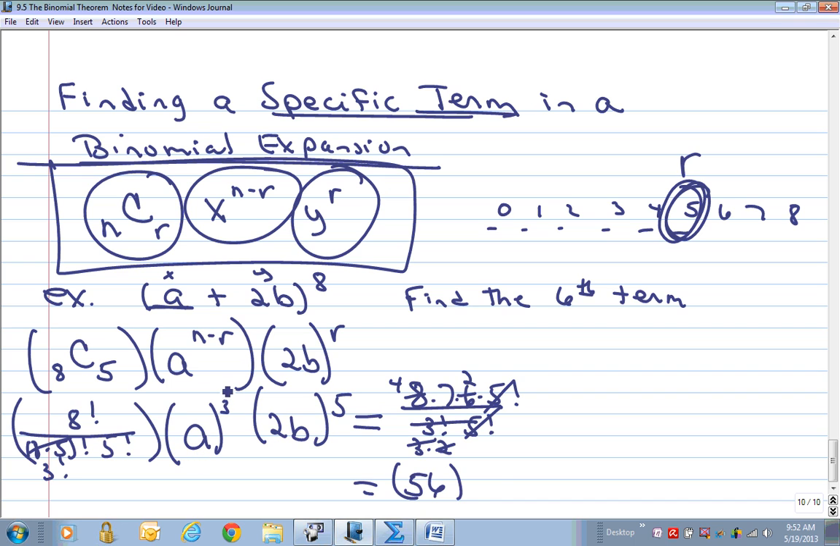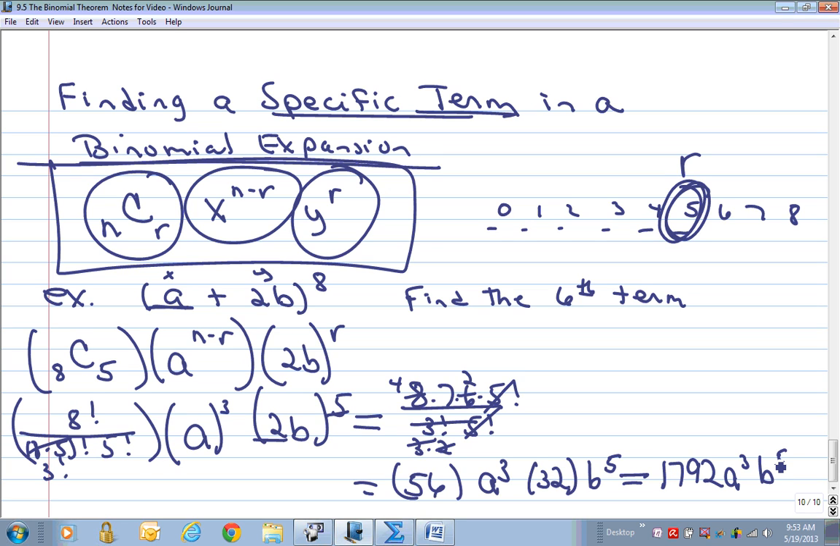Now we would have a cubed. And then be careful, we have 2 to the 5th power and b to the 5th power. So 2 to the 5th power would be 2 times 2 is 4, times 2 is 8, times 2 is 16, times 2 is 32. So we'd have 32 b to the 5th. And finally, we would have to multiply 56 times 32, which is 1792. That sounds like a history date. Sorry. Okay, a cubed and b to the 5th.